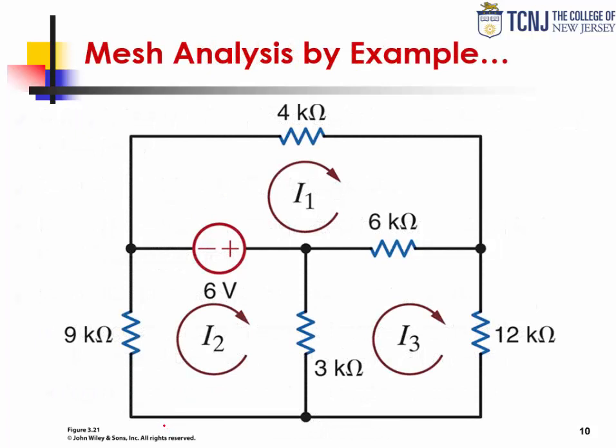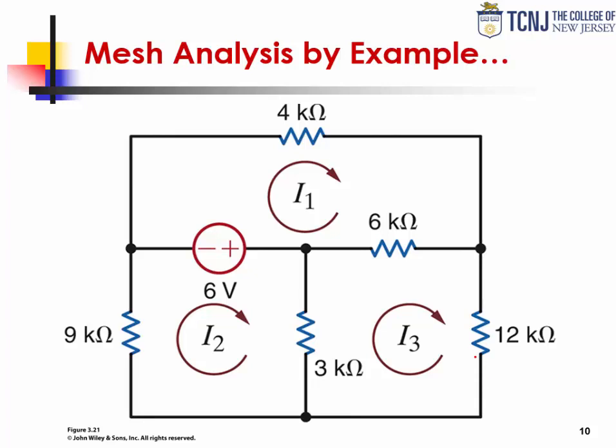So let's look at this example for our mesh analysis technique. And we have this circuit, and clearly we have three meshes. So we have this loop here that doesn't have any loop within it. We have this loop here that doesn't have any other loop in it. And we have this other mesh, again, a loop that doesn't have a loop within it.